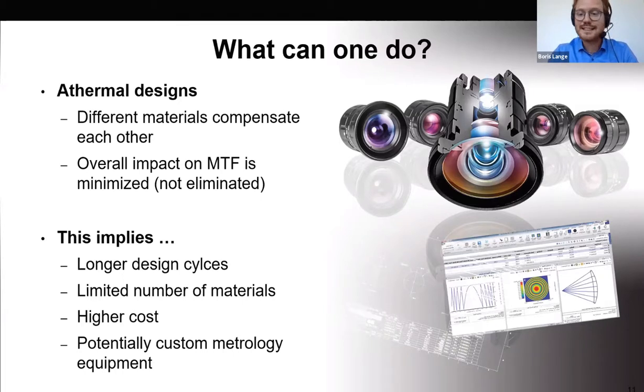And last but not least, depending on what you want to do and what you want to see this lens do, you might actually have to go down a route where you even have to develop custom metrology equipment. Especially things like beam pointing over temperature or MTF over temperature. This is not very commonly used, in my personal opinion, at least. I think there's a TriOptics machine that you can buy that does that, at least MTF versus temperature by now.